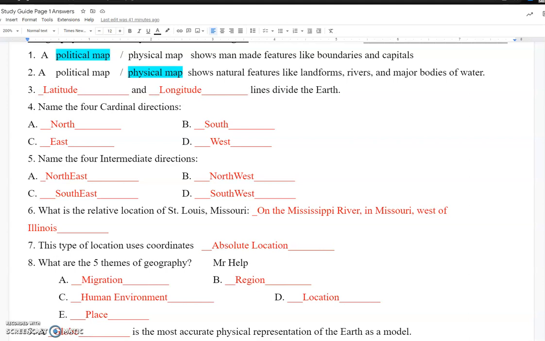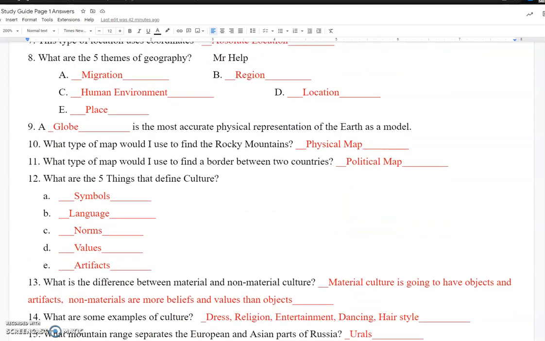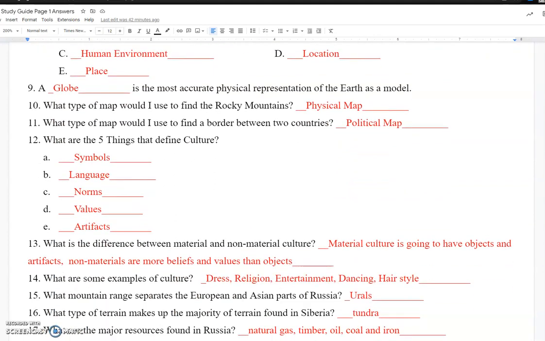Number nine, what is the most accurate physical representation of the Earth as a model? That would be a globe, because with the globe you scale it down, but everything stays the same. So if Africa shrinks to 1/1000th of a percent of the size, which is about what you would get with a globe, then everything else shrinks by the same amount. So it's going to look fairly accurate as compared to real life. So let's scroll down and move on to the next set.